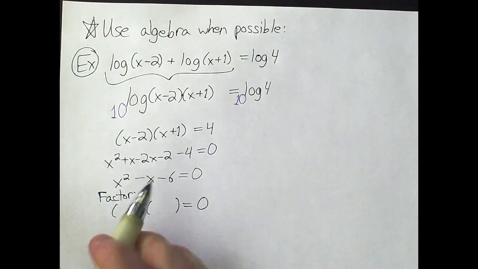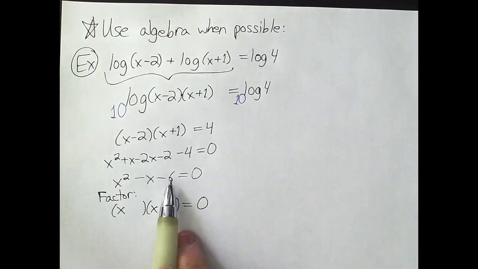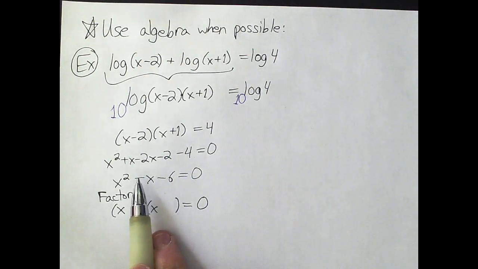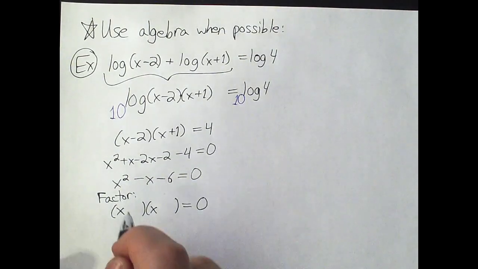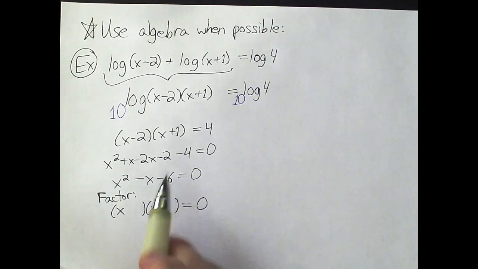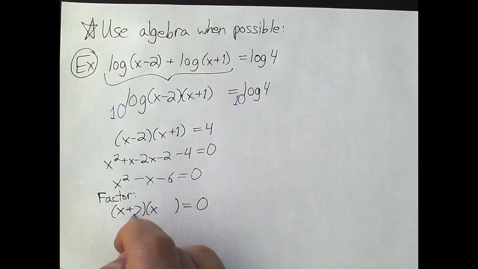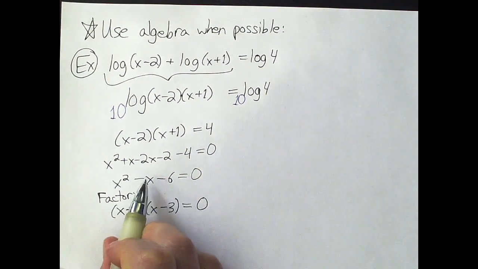To factor this, this would be an x, this would be an x. We need two numbers that multiply out to give me negative 6, and when I add them together, they give me negative x. So I'm thinking maybe a 1 and a 6, maybe a 2 and a 3. One of them should be positive and one negative in order to get negative 6. Out of those options, what winds up working is plus 2, minus 3. You multiply them out, they give you negative 6. Add them together, they give you negative 1x.